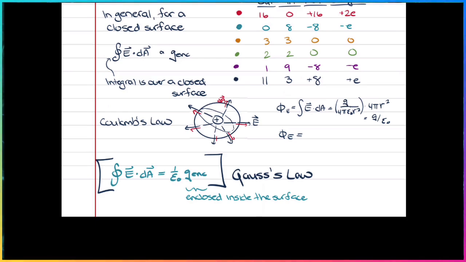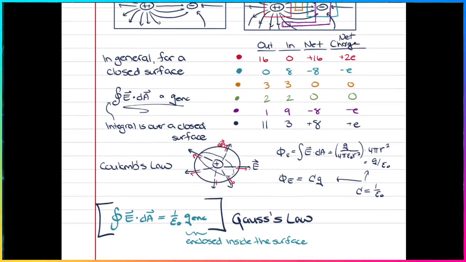By this relationship here, we said that it should be equal to a constant times Q enclosed. So by comparing these two, we can get agreement if that constant of proportionality is 1 over epsilon naught, which gives us the first of the 4 big equations of the course, Gauss's law: if I evaluate the flux over a closed surface, that flux is equal to 1 over epsilon naught times the Q enclosed.